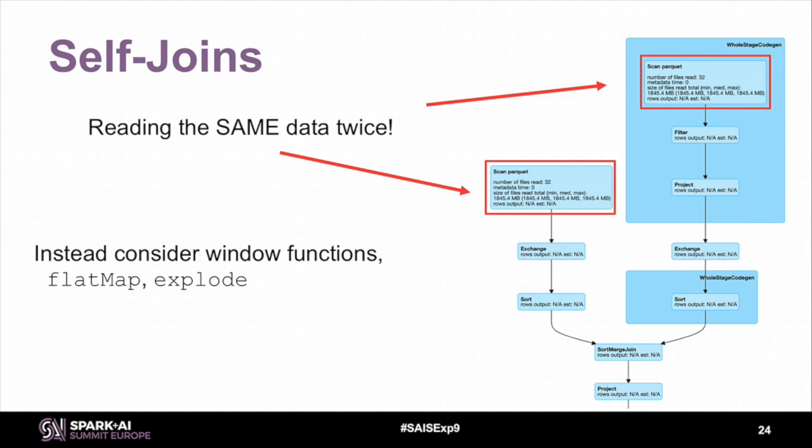So any transformations that you had on the initial data frame, you're doing twice, okay? Obviously you could do things like cache it, but there are other options in most cases. You could do things like a flat map or explode. It'll depend on your use case, but you need to consider that if you have any of these types of operations.